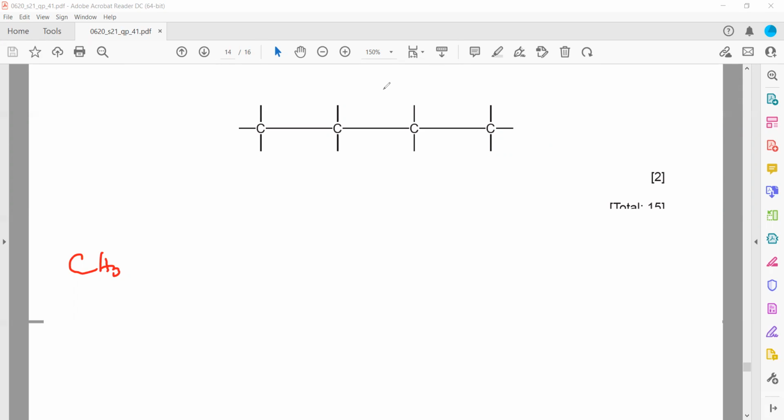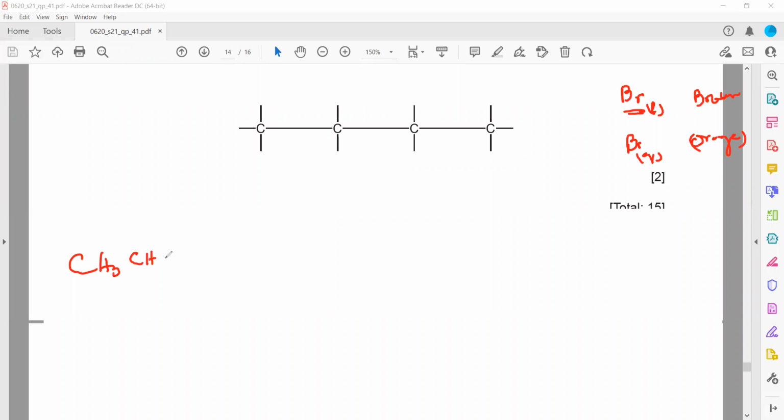The color is brown for bromine. Bromine liquid is brown. If I have pure bromine, only bromine in a liquid state, that is brown in color. But when I have aqueous bromine, bromine mixed with water, it is orange in color. So there is a small difference in the color of aqueous bromine and liquid bromine.